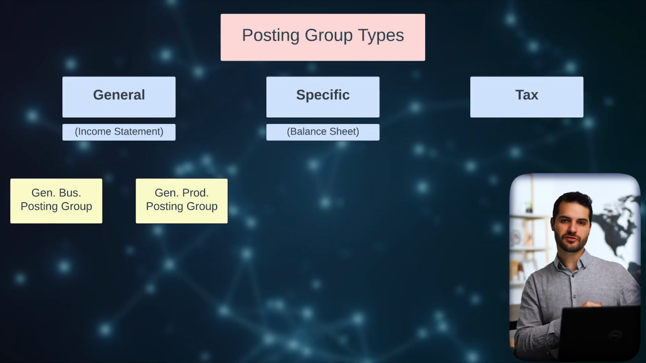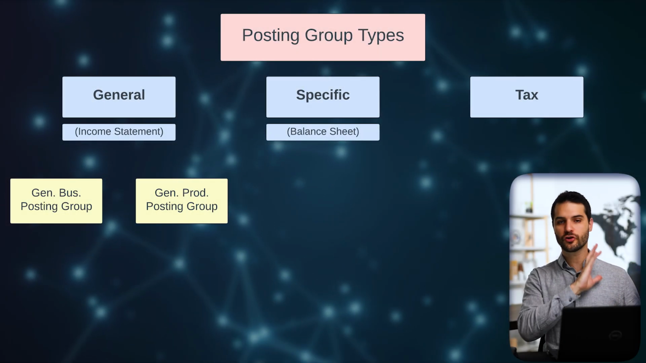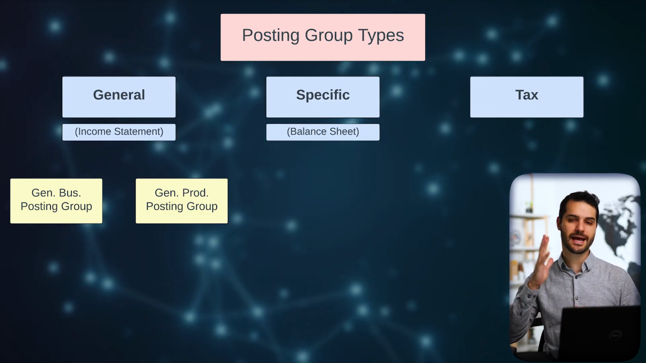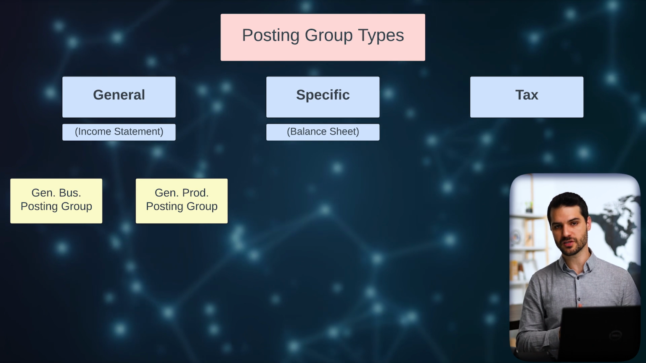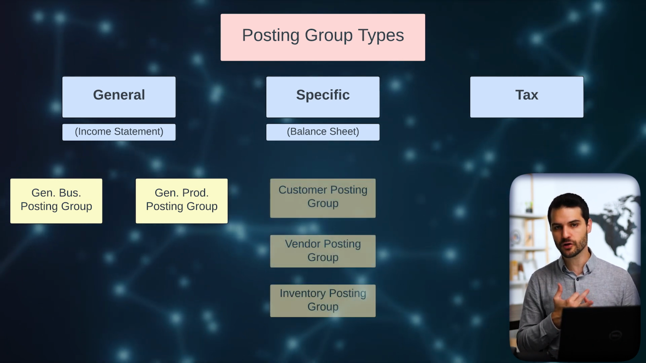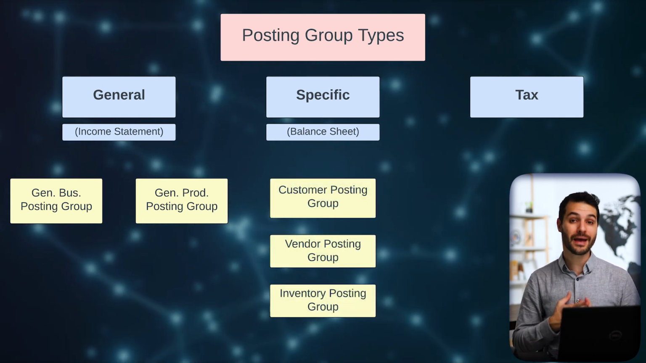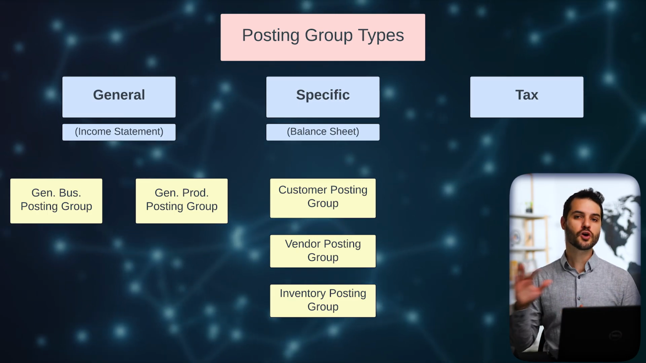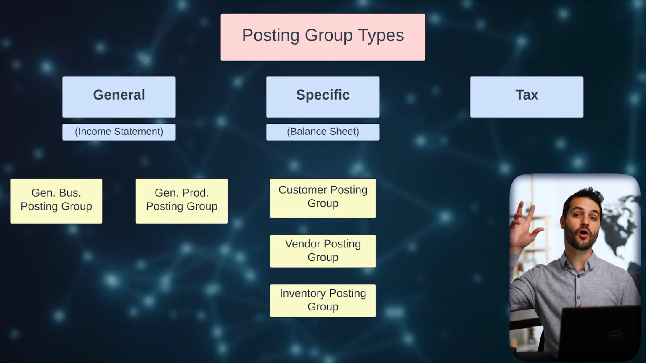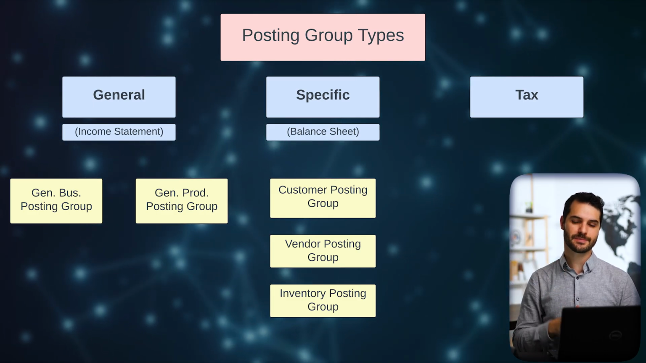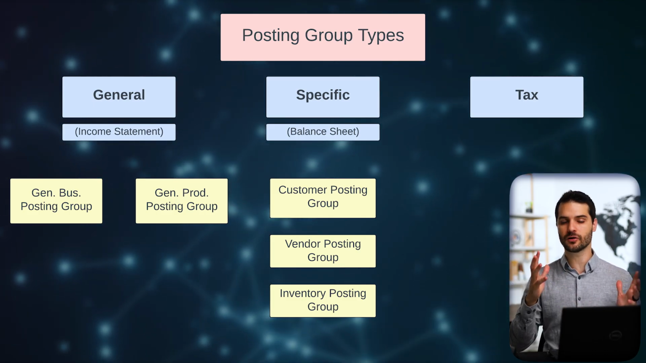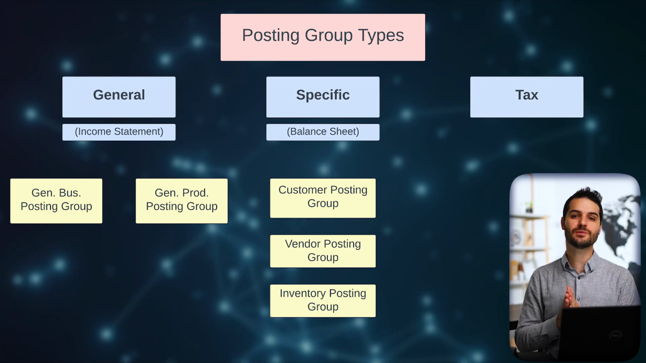So let's now jump back into that graphic that we had. We've got general, we've talked about that. We now understand when we would use general business posting group, when we would use general product posting group. Now if we get to specific as a type, underneath that, there are many different types of posting groups. You can have customer posting groups, vendor posting groups, inventory posting groups, bank posting groups, et cetera, et cetera. So many different types. And again, these tend to be related to the balance sheet in terms of accounts.